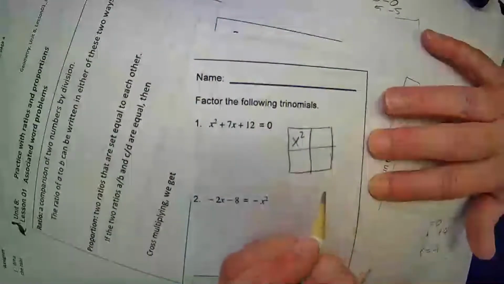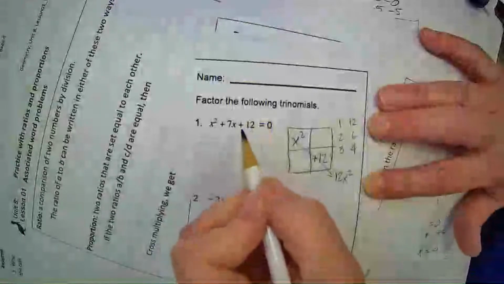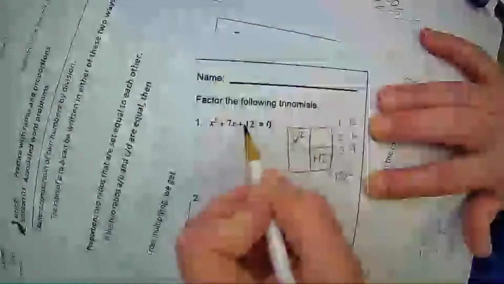Okay, where does the 12 go? Bottom right. Okay, it's a positive 12. What do we do with these two things? Correct. Now, we need all the factors of 12x squared. 1 and 12, 2 and 6, 3 and 4. Okay, so we have to add to get to a positive 7x. So positive 3 and positive 4.